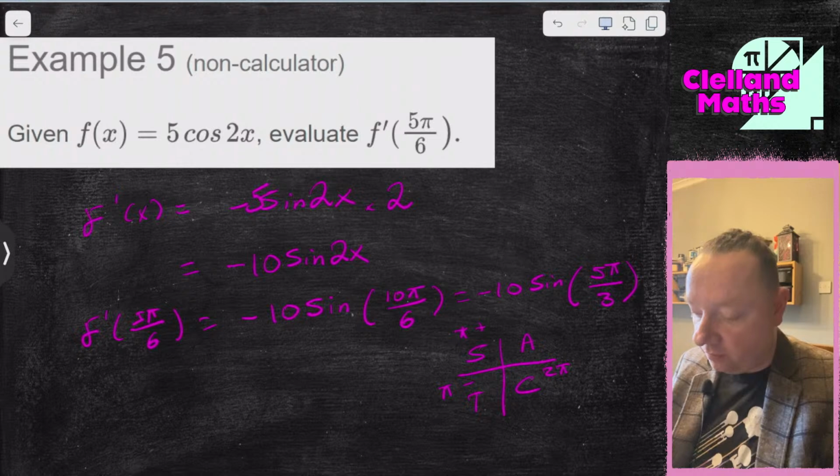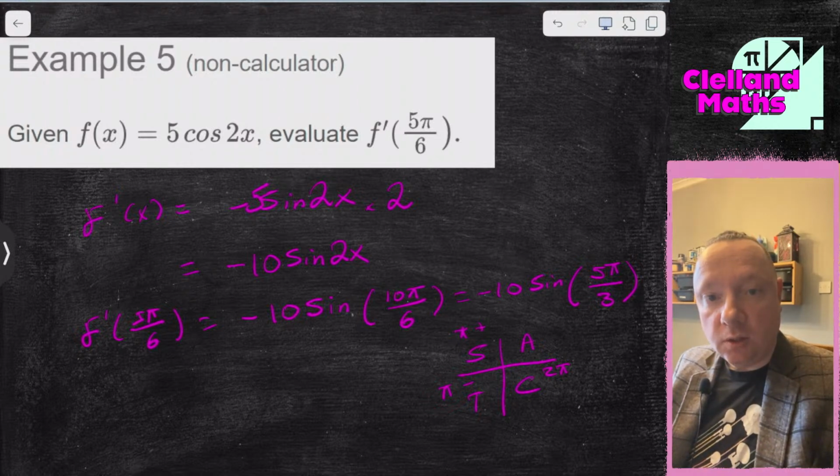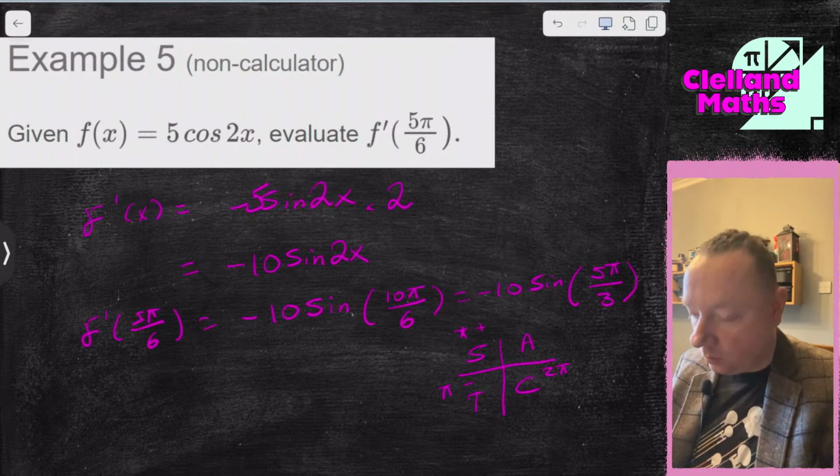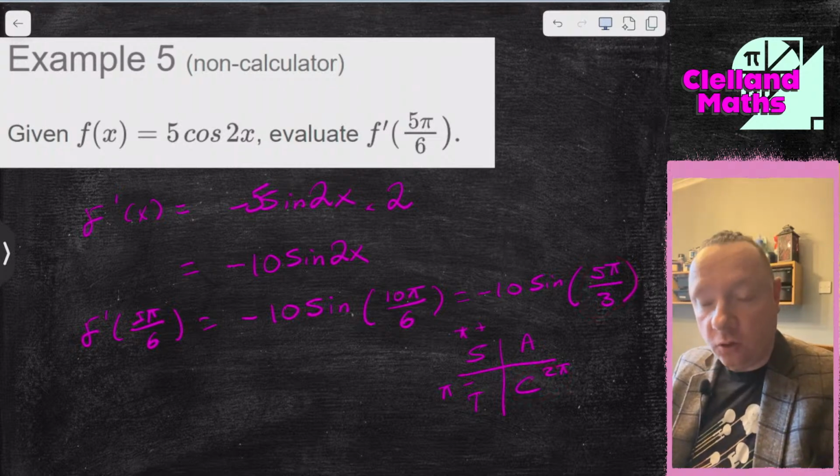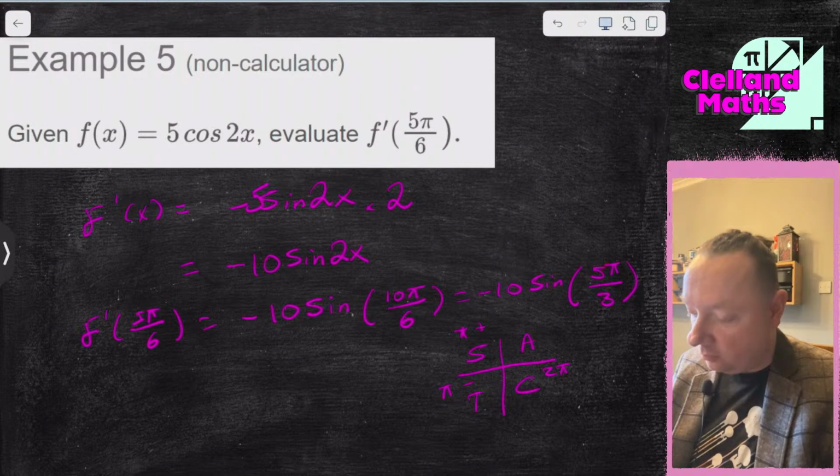Well, 5 pi over 3 is above that, up to the next one, which is usually 270, isn't it? So what's 270? Well, it's 3 pi over 2, and then up to 360, which is 2 pi. That's clearly in this quadrant here. Now, if you don't know that, change that to degrees. You can do 5 times 180 divided by 3, and you'll see what it is.